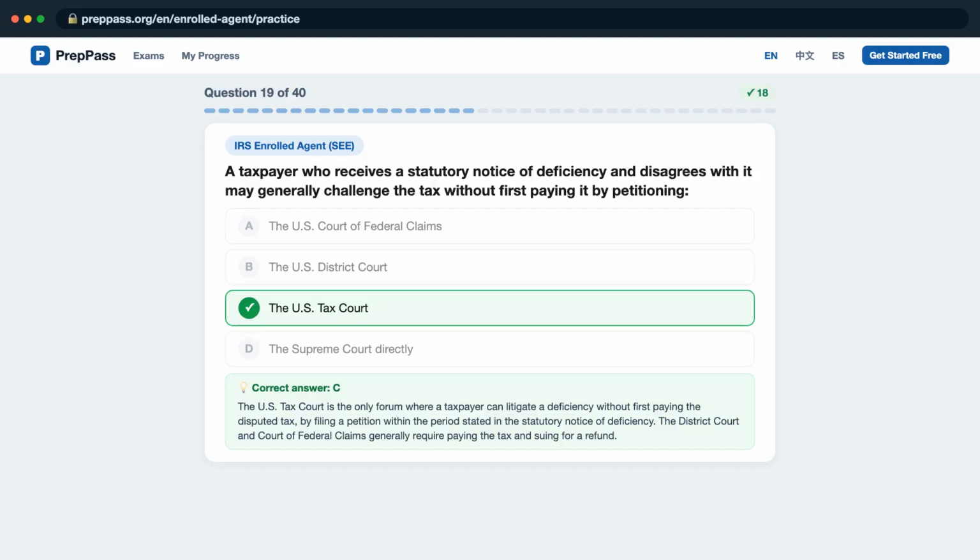The U.S. Tax Court is the only forum where a taxpayer can litigate a deficiency without first paying the disputed tax, by filing a petition within the period stated in the statutory notice of deficiency. The District Court and Court of Federal Claims generally require paying the tax and suing for a refund.